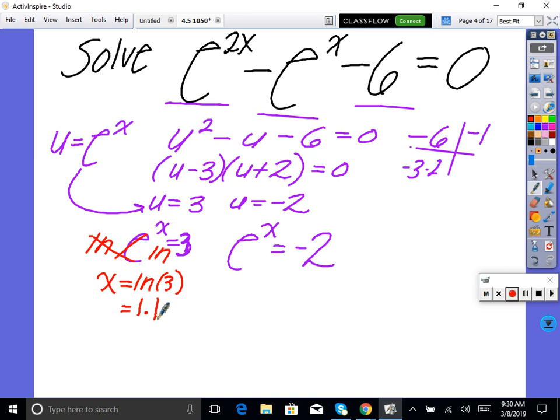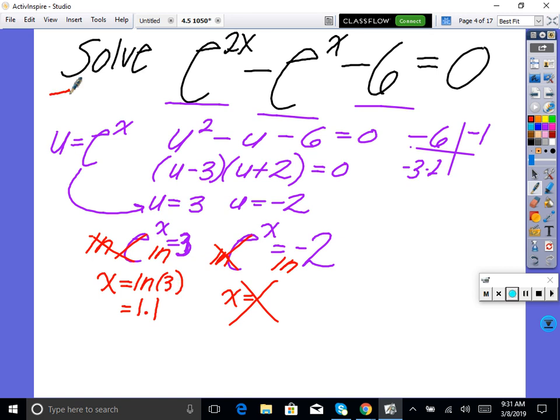Everybody good with that? Now right here we would ln both sides. If you did try to type that in, you're going to get error because can we ln a negative? No, so that is an answer that is not a solution. So let's throw that answer out. Does everybody see why? ln of negative 2. So our only answer is this ln of 3 of 1.1. Yeah, ln of a negative. That's a log of a negative.